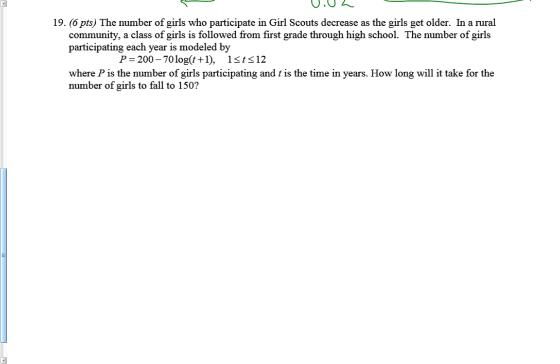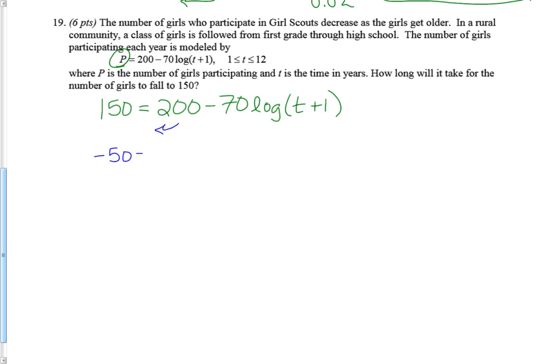So I'm looking for the total number of girls, which would be the P, to equal 150. So I'm just plugging that into my equation. Now this is an equation with a log in it, so it has logs and things not in logs. When that happens, I like to get the log by itself. So first I would subtract to move the 200 to the other side, and I'd have negative 50 is negative 70 log of t plus 1. Then I would divide both sides by the negative 70 to get that by itself. I'm just going to simplify negative 50 divided by negative 70 to positive 5/7. You could leave it as negative 50 over negative 70 if you wanted to.